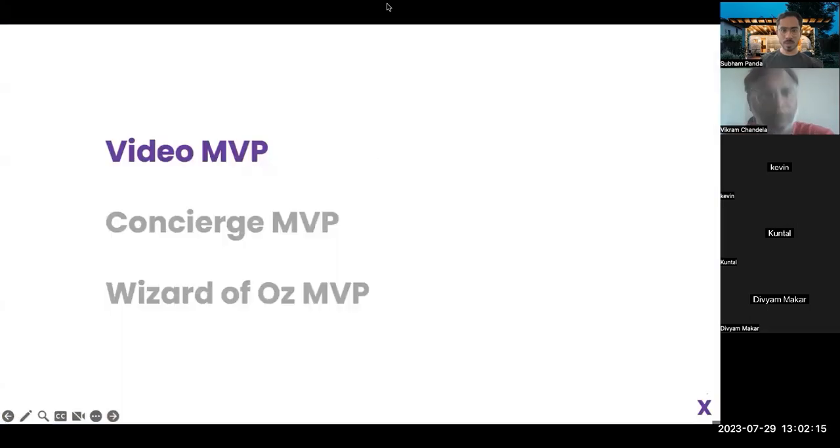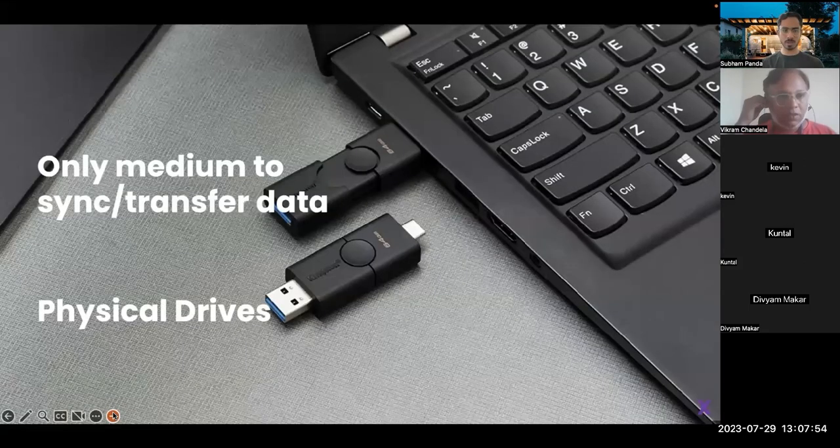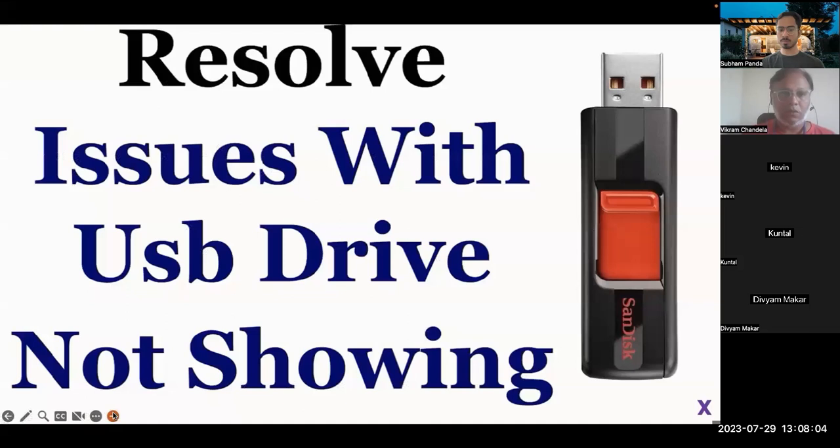And to help you launch next week itself, these are a few of Eric Ries's examples, and we'll take them as case studies so that we understand the context in our own way. Here we are talking about the 2000s. Imagine that scenario when the only medium to sync or transfer data was physical drives or pen drives. Some of you must have faced the problem of a USB drive not showing or not working. Some of you might have lost a lot of pen drives. I remember losing 5 of them during that period.